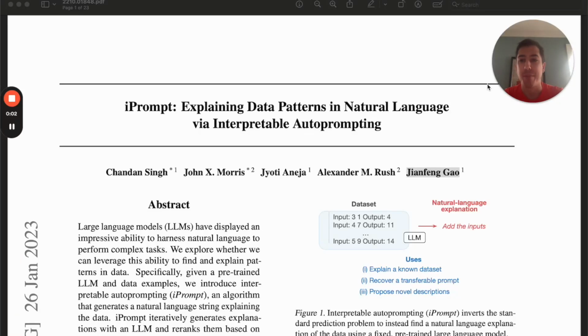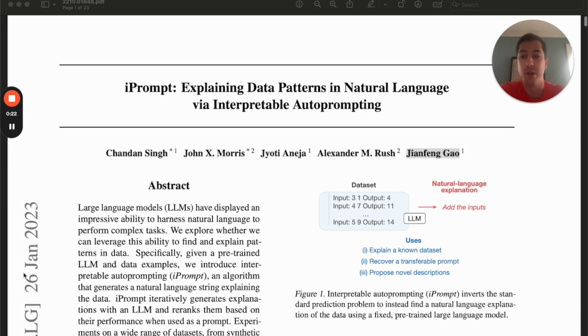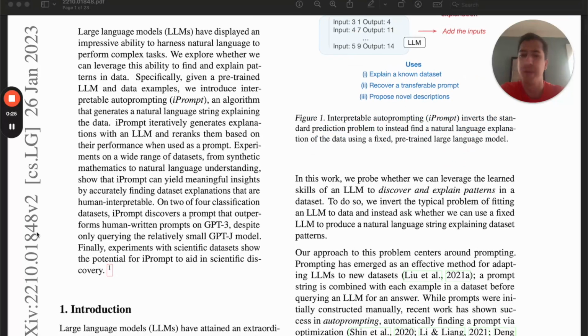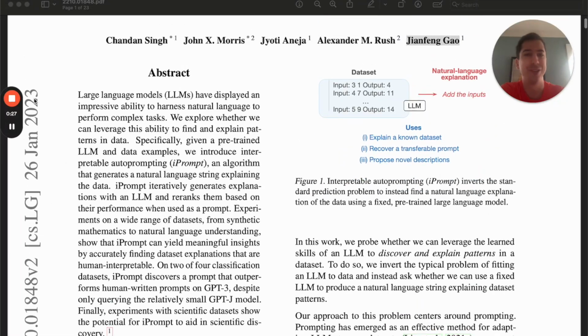Today I'm reading this paper, iPrompt, explaining the data patterns in natural language via interpretable auto-prompting, which is one of the most creative prompt papers that I've read in a little while. The paper was originally released on arXiv, I think in October of last year, but they have published a V2 in, I'm pretty sure this is just Jan 2024 actually.